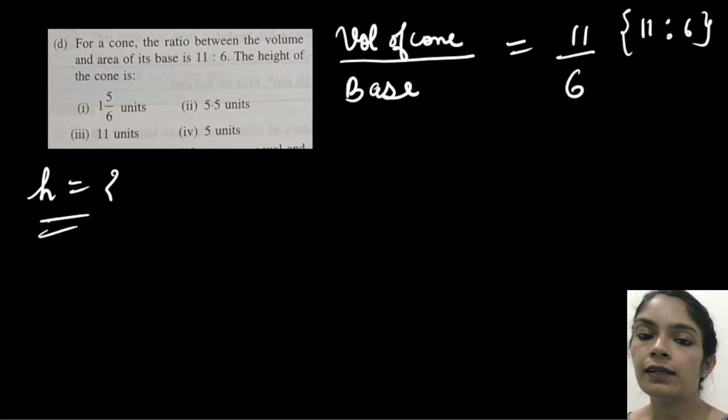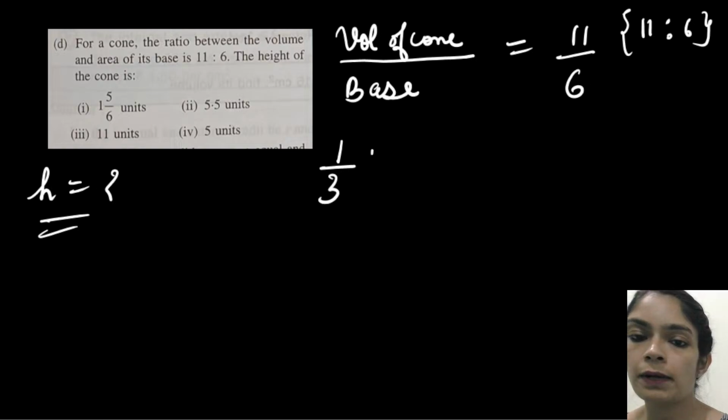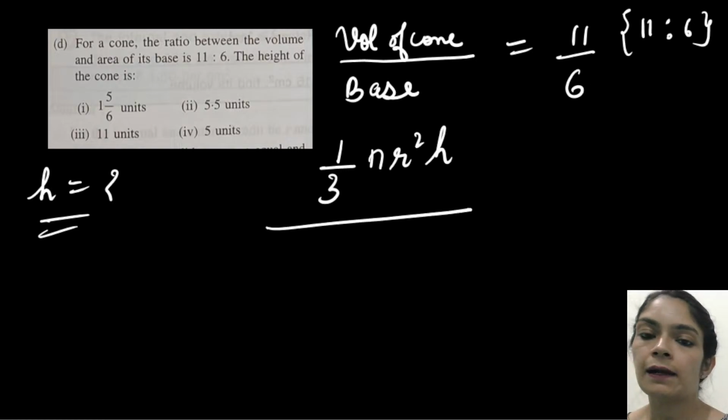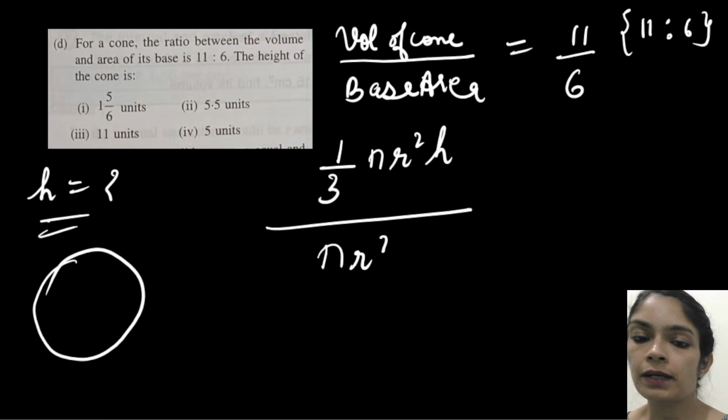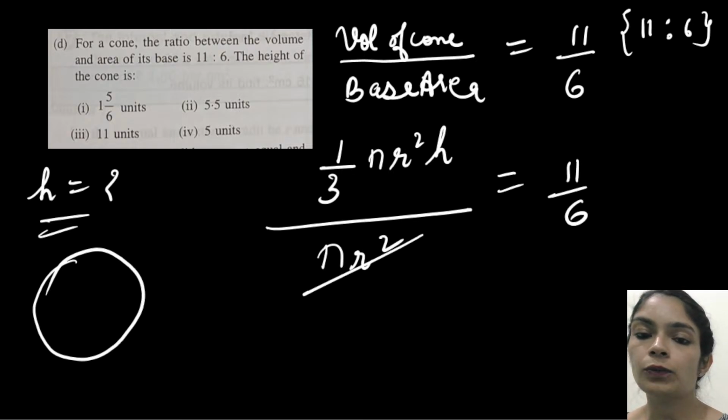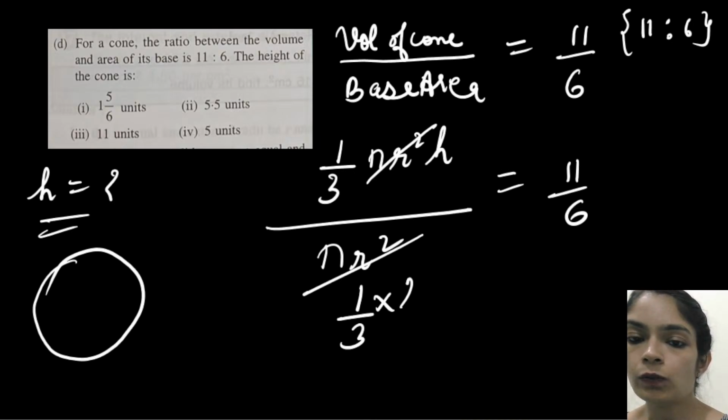Now we will write the volume of the cone's formula. Volume of cone is 1 by 3 pi r square h. Base area, the base is a circle, so base area is pi r square. So 1 by 3 pi r square h over pi r square is equal to 11 by 6. Pi r square cancels, and I am left with 1 by 3 into h is equal to 11 by 6.